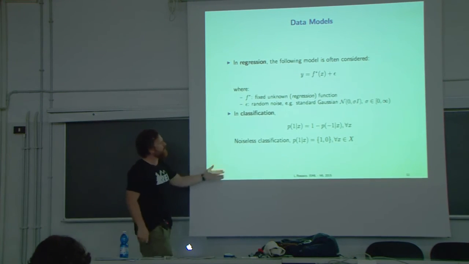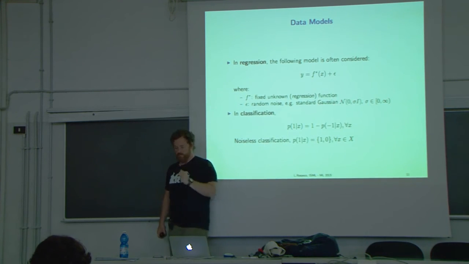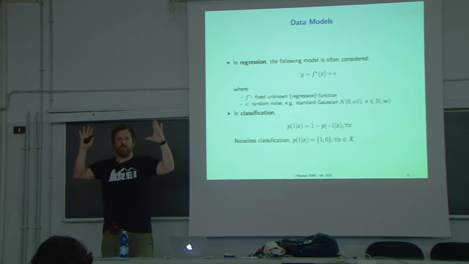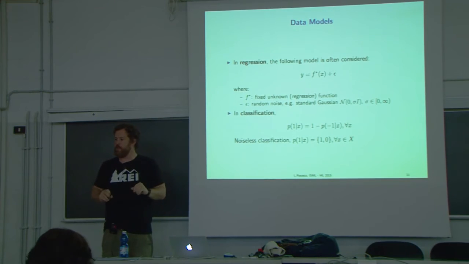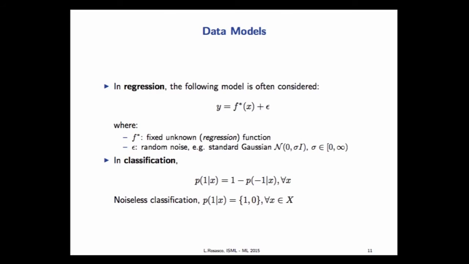Okay? And here you will see in the lab different ways of building this kind of situation in a very simple way. So the data model, we assume that we have this probability distribution. We can split the distribution and see that we can put noise and sampling as well as many other effects inside this distribution. And here are two main examples, regression and classification.